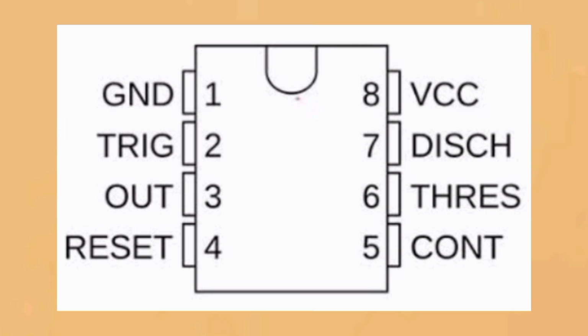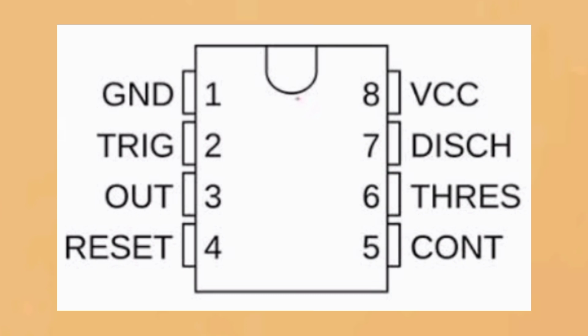Pin number 5, control voltage. This pin controls the reference voltage inside the IC. In typical circuits it is connected to the ground through a capacitor. Pin number 6, threshold. This is the threshold input. It monitors the voltage of the timing capacitor and controls the output accordingly.